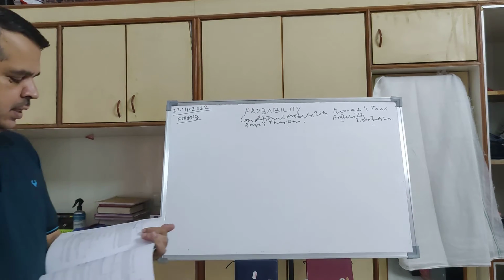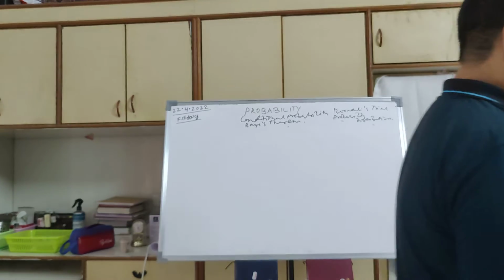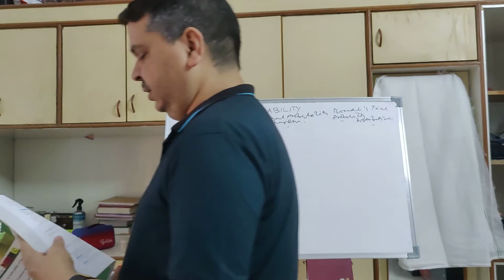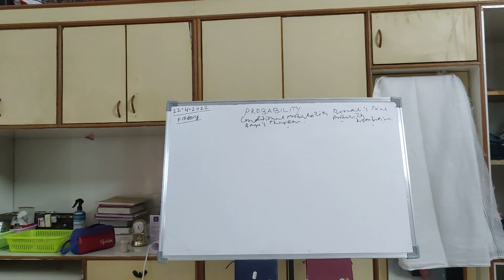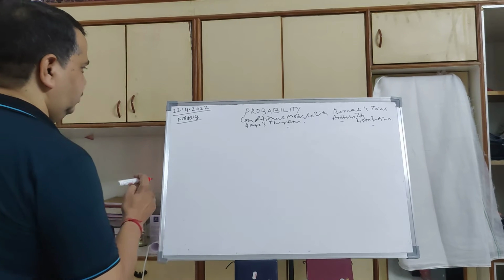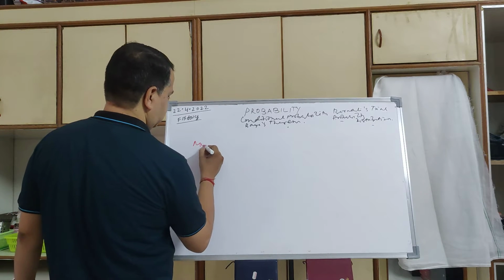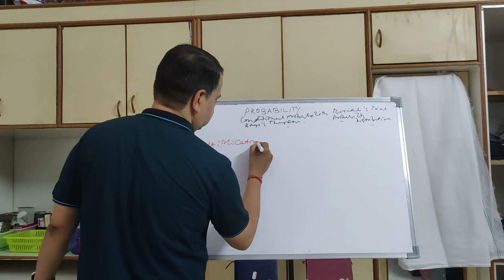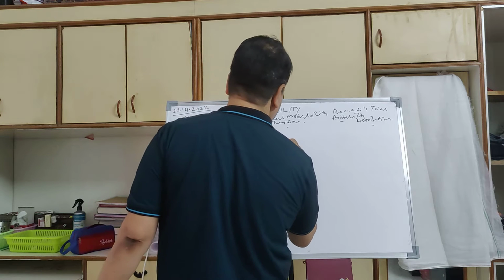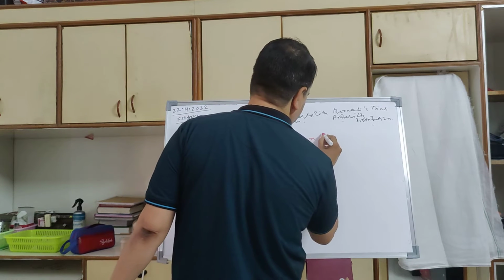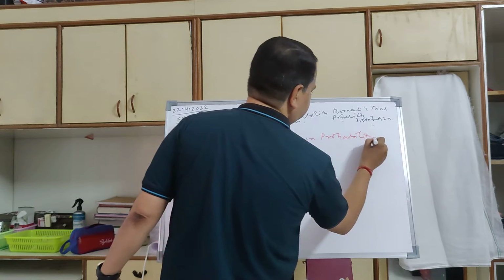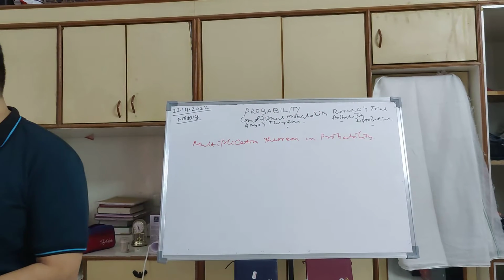After completing conditional probability, there is another theorem, the multiplication theorem in probability. We'll quickly go through all that, along with independent events. So what is the multiplication theorem in probability?